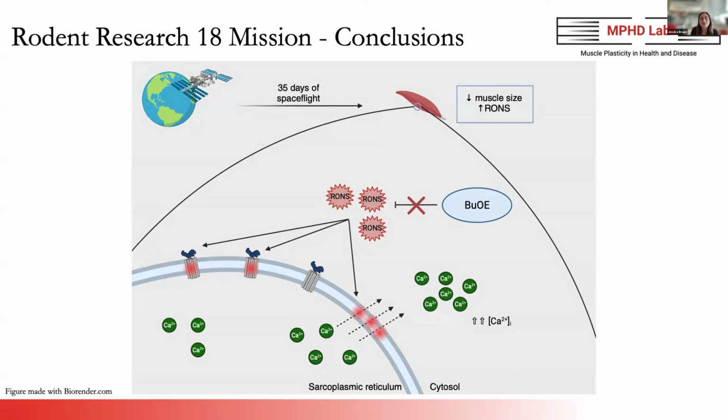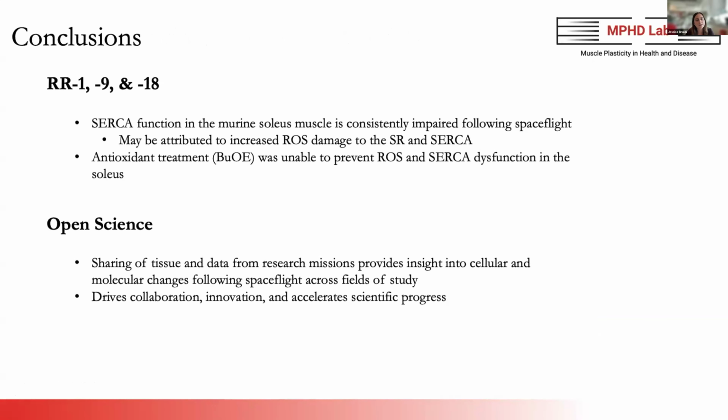So with this data, we concluded that spaceflight increases ROS production, which not only damages SERCA pumps themselves, but also increases calcium leak into the cytosol. Unfortunately, and contrary to our hypotheses, BuOE was unable to attenuate these changes in skeletal muscle. So putting together the data from the 3 missions that we were able to work on, we are concluding that SERCA appears to be consistently impaired following spaceflight, and this may be due to increased ROS production. Unfortunately, antioxidant treatment with BuOE was unable to attenuate the markers of ROS and SERCA dysfunction in the soleus muscle.